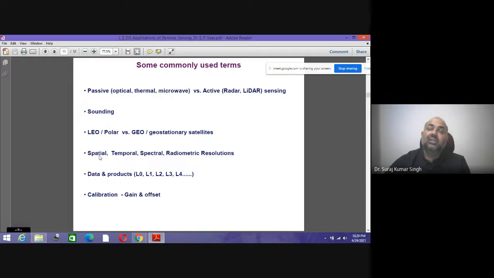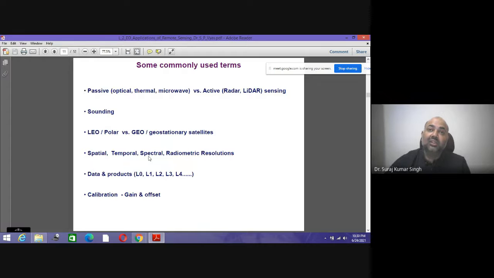Spatial resolution denotes the size of a pixel, or the ability of a sensor to differentiate between two different objects. Temporal resolution refers to the revisit time of the satellite. Spectral bands denote the different kinds of bands available in the satellites, and we will be using those bands for identification of various Earth objects.